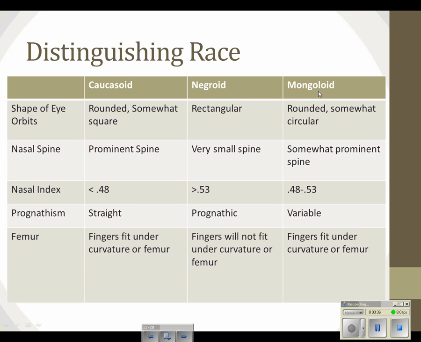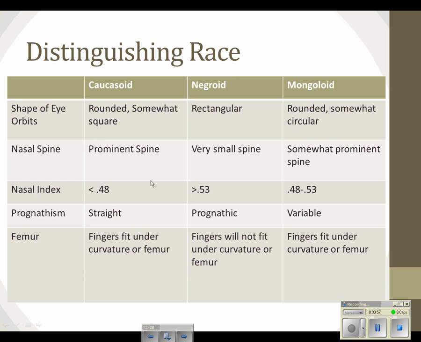So you're going to get combinations now. It's a little bit harder to do this, but you'll still see some prominent features over others. The first thing is the shape of the eye orbits, and they're going to be rounded and somewhat square if you're Caucasoid, rectangular if you're Negroid, and rounded and somewhat circular if you're Mongoloid.